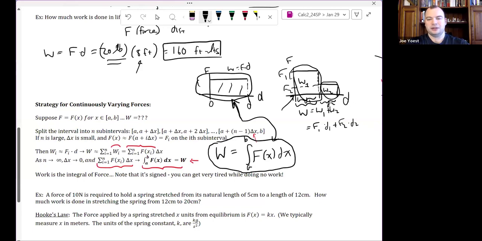Now, one little note about this, we might think of work, or force, as being kind of like maybe only a positive function or something like that. But this is really signed. So as Walter Lewin has said, funny physics professor that you can find his lectures online, he says you can get very, very tired while doing no work.